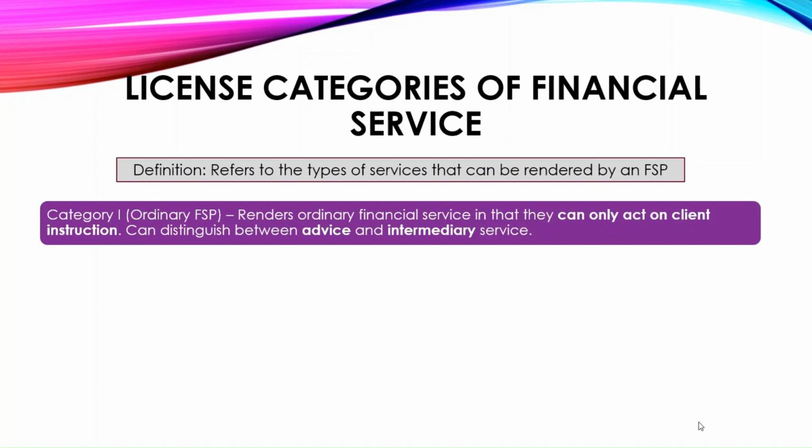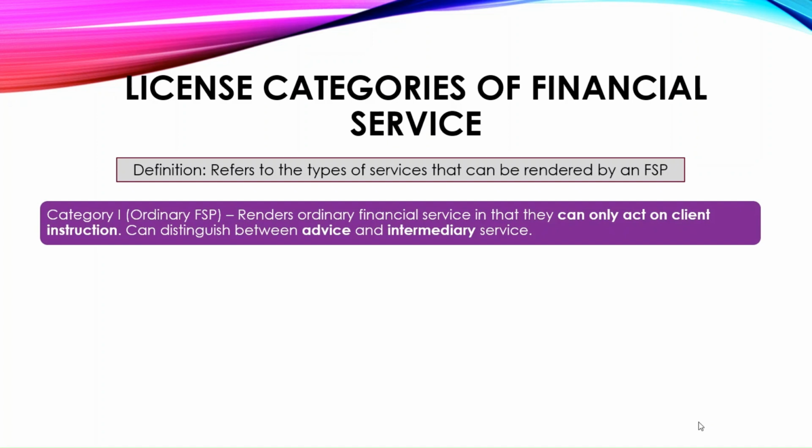So the first FSP license category is a category 1, also known as an ordinary FSP. What's very important to mention is that a category 1 FSP is in a way the most popular or the most common type of FSP. They can render advice and/or they can render an intermediary service. That's the first thing to look out for. Advice and intermediary service can be rendered. And the second thing is that they can only act on a client instruction.